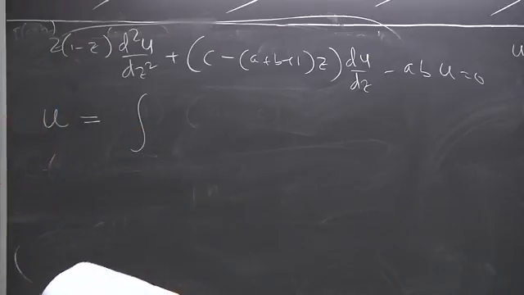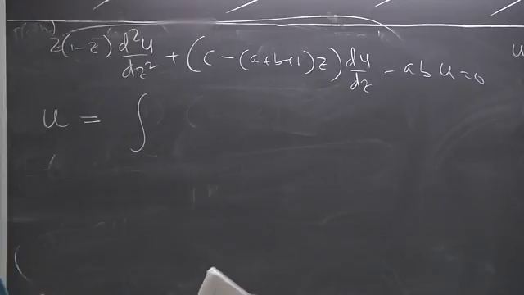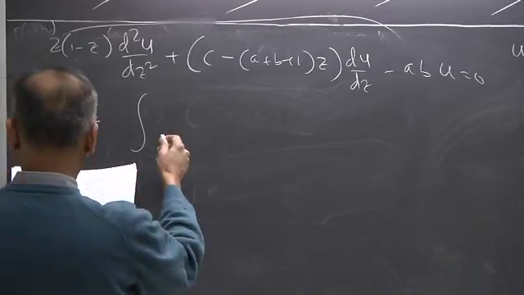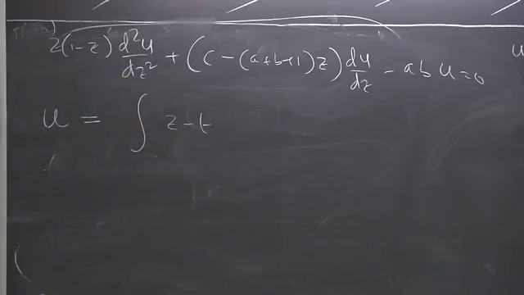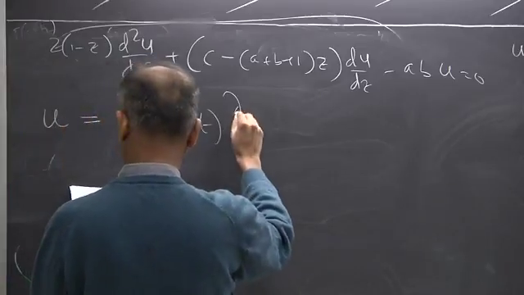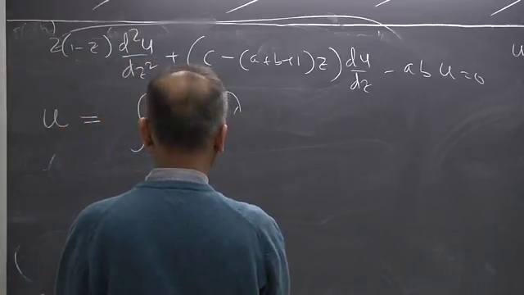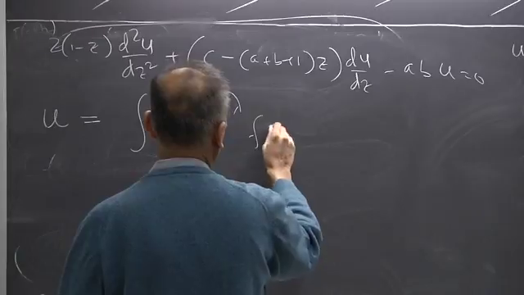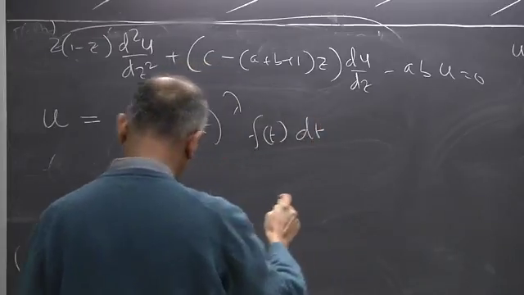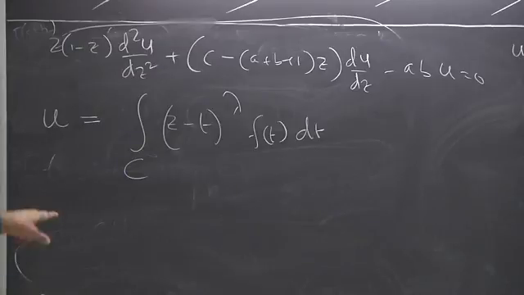You know what an ansatz is? An ansatz is just a way of choosing some test function, plugging it in and seeing whether it makes sense or not. It may or may not work. It's a kind of trial. So we take (z minus t) to the lambda times some function, let's call it f of t, f of t dt over some contour. We have not specified what contour, but let's start with this kind of ansatz.